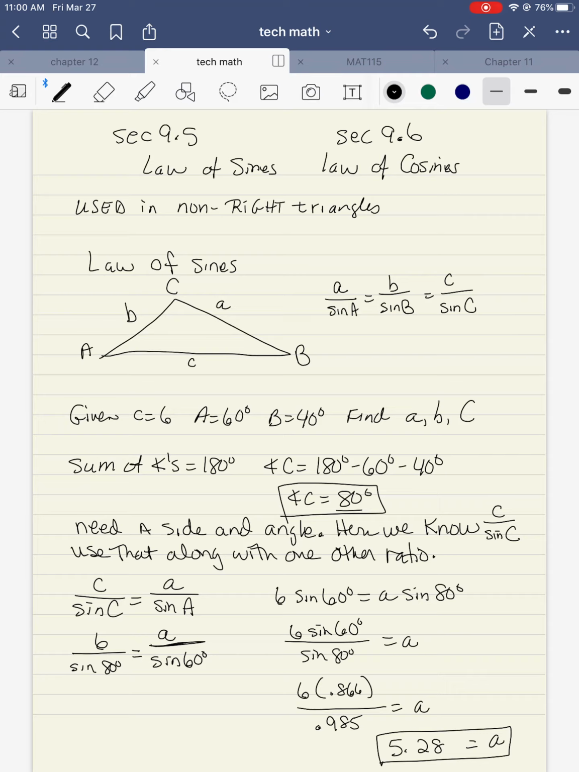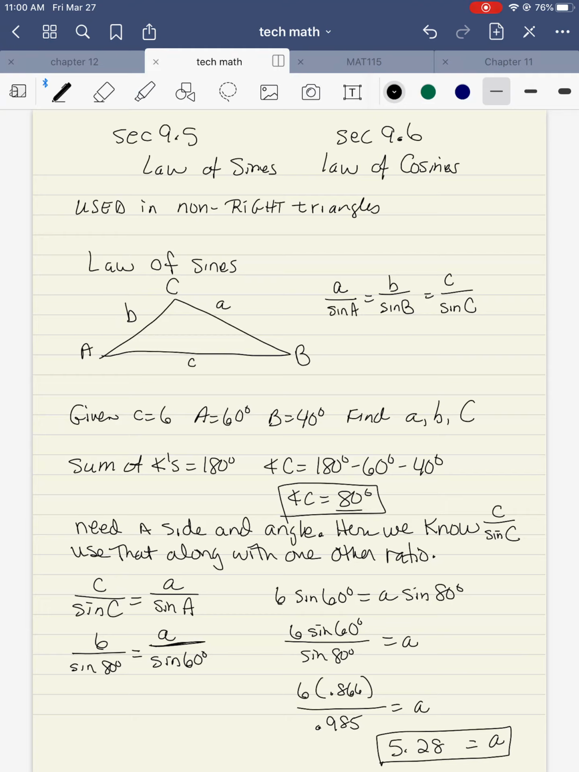So for instance, given side c is 6, angle A is 60 degrees, angle B is 40 degrees, you want to find side a, side b, and angle C. First thing you can do is get angle C, because the sum of the angles is 180 degrees. So angle C would be 180 minus 60 minus 40, so angle C is 80 degrees.